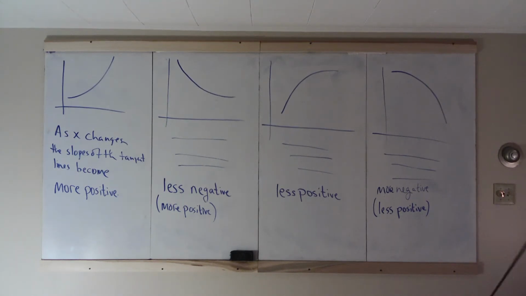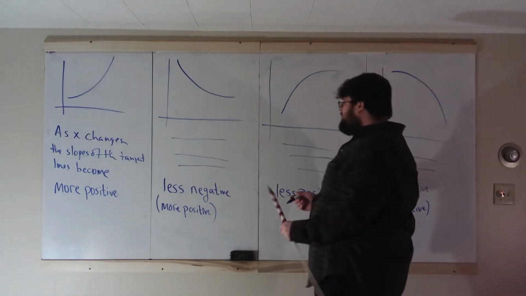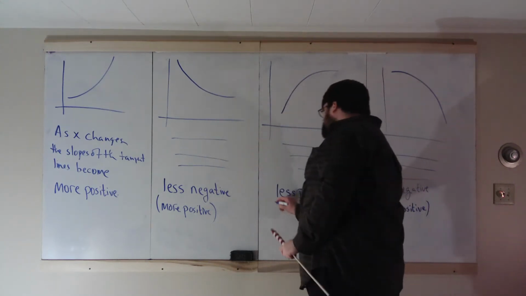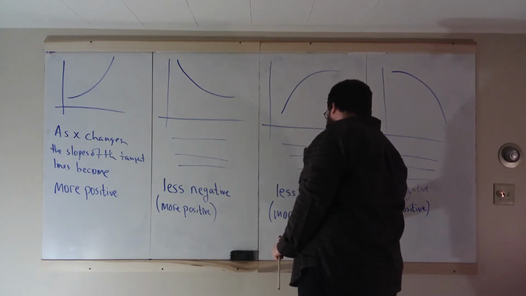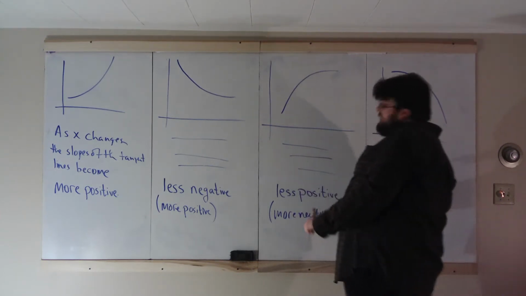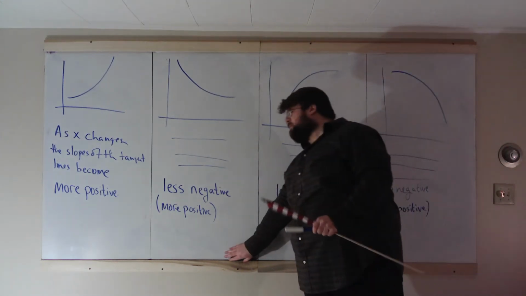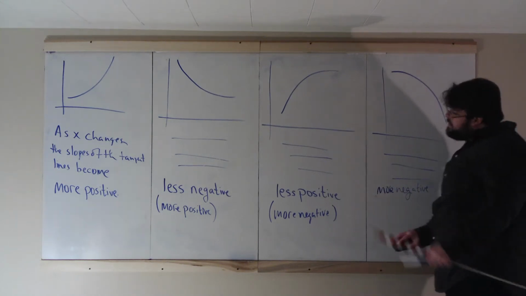In my notes, I have more negative for both of them. I guess that would make more sense with these. I have more or less positive here, and you could think of it as more negative. Well, it is more negative, because it's going from large positive to small positive. So keeping everything in terms of mores might be better, so I'm going to erase that. I mean, they are the same.